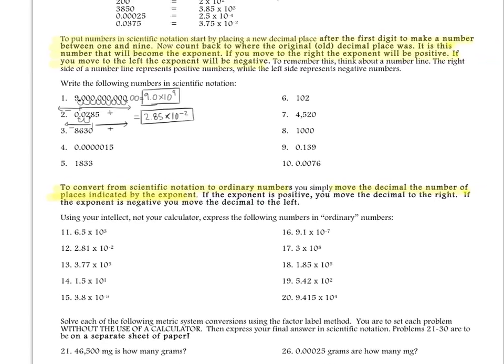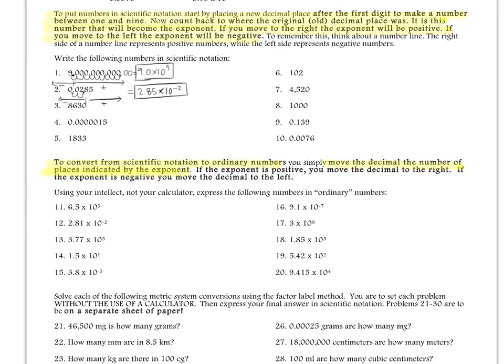Okay? There are going to be times when you are going to be given a number in scientific notation, or maybe your calculator produces a number in scientific notation, and you need to be able to put it back into an ordinary, not scientific notation number. So really, we're just doing the reverse of what we did in problems 1 through 10. So, to convert, right, you simply move the decimal the number of places indicated by the exponent. So the exponent is going to give you a lot of information in this case.